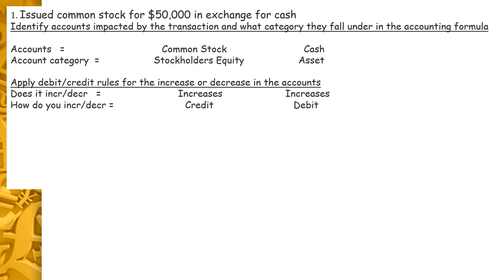Now, how do we increase them? Well, if it's common stock, we know we increase it with a credit. And we know if it's an asset, we increase it with a debit. And there is the journal entry.